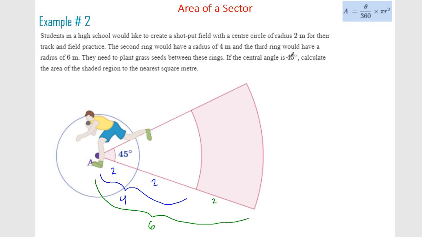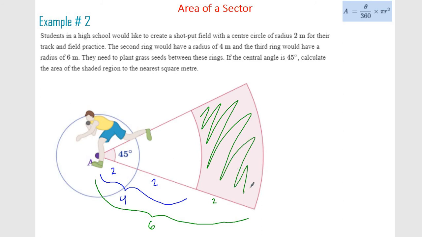If the central angle is 45 degrees, calculate the area of the shaded region to the nearest square centimeter. I'm sorry, square meter. I don't know why I keep saying centimeter. So we want to find this shaded part. Well, that's just a piece.